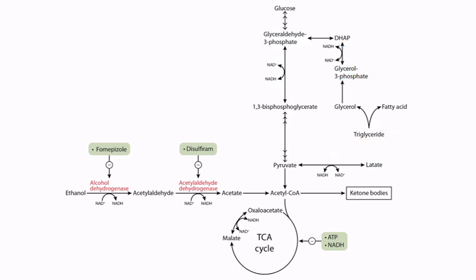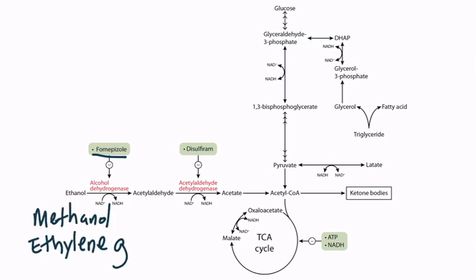Okay, there are several more points to be familiar with. Fomepizole inhibits alcohol dehydrogenase. This is important because it can be used to treat patients with methanol or ethylene glycol intoxication. Methanol and ethylene glycol have a similar structure to ethanol, so it should make sense that they're metabolized by alcohol dehydrogenase. Fomepizole inhibits the metabolism of the toxic metabolites of methanol and ethylene glycol, so it can be used to treat this type of intoxication.